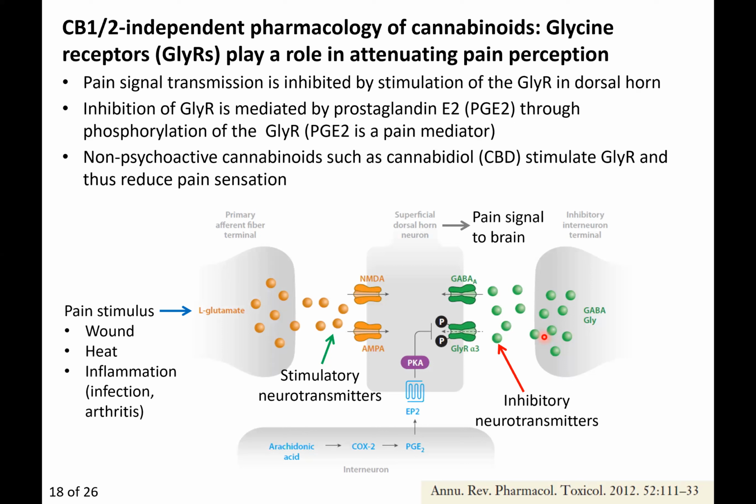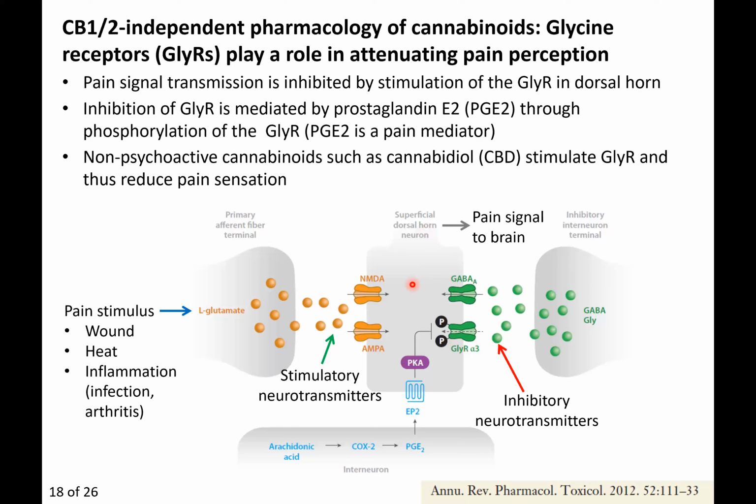Now, going to pain, here's a little scheme of where pain comes from. So here is a neuron. This is called a primary afferent fiber terminal. And when you get a pain stimulus, it releases glutamate. That's the neurotransmitter. And the neurotransmitter then enters the dorsal horn neuron, and it causes pain. So there you get the pain signal.